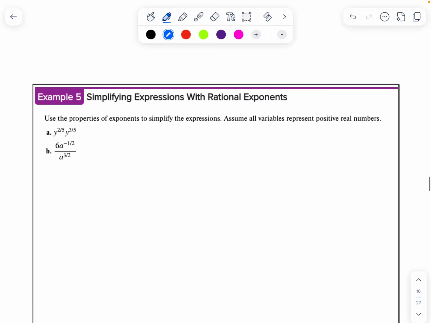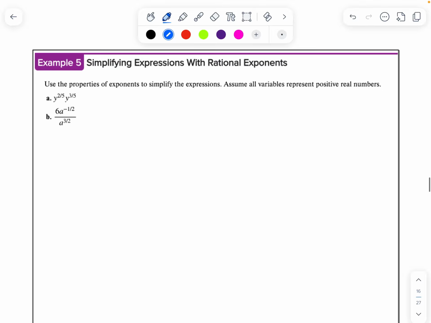Here's how we can apply those. I hope you wrote down those rules. This top one looks like the first rule, the multiplication rule. Y to the 2/5 times y to the 3/5. They have the same base, so we can add the exponents. That's y to the 5/5, which equals y to the 1.